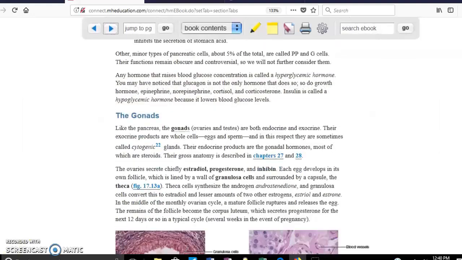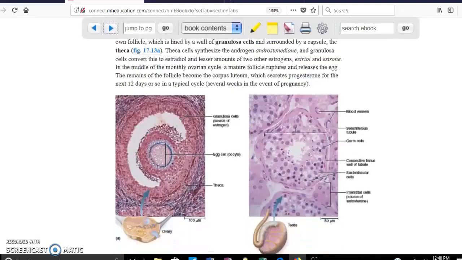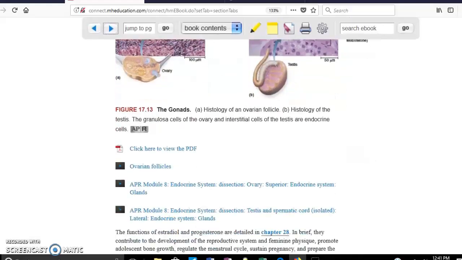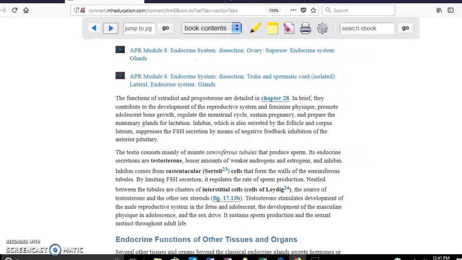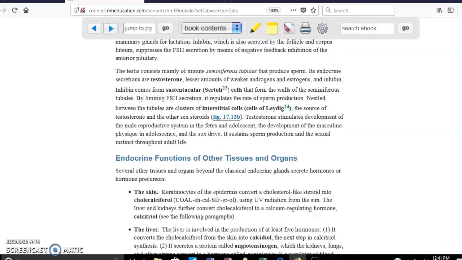If we keep scrolling down, the next topic we have is the gonads, which are going to be the ovaries and the testicles. As you know, the testicles produce testosterone and the ovaries estrogen. In the case of the ovule, theca cells produce androstenedione and granulosa cells transform that into estrogen. In the case of the testicles, they are going to produce testosterone, and that's going to be produced by the Leydig cells or interstitial cells, as you can see right here. In the testicles, obviously, there are also going to be Sertoli cells, which are the sustentacular cells.